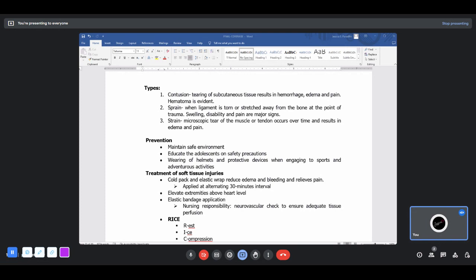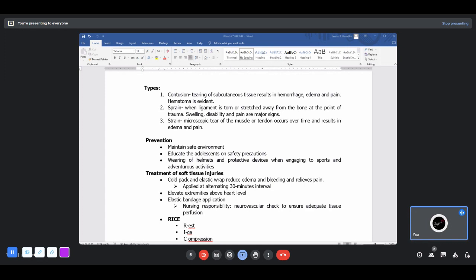Hematoma is evident. For the sprain naman, these are injuries to the bands of tissue that connect two bones together. This is when a ligament is torn or stretched away from the bone at the point of the trauma. Swelling, disability, and pain are the major signs for sprain. Basta tandaan, ang sprain is about ligament, ang strain is about muscle and tendon.